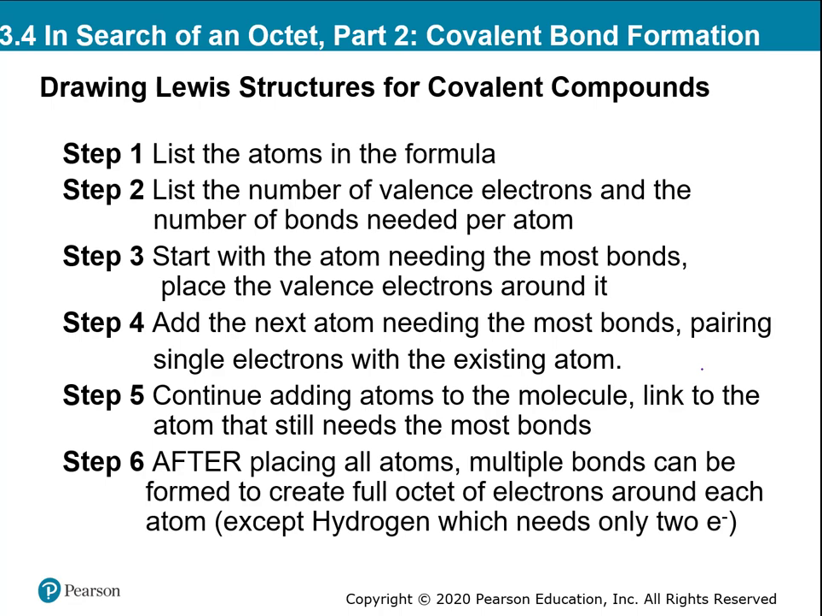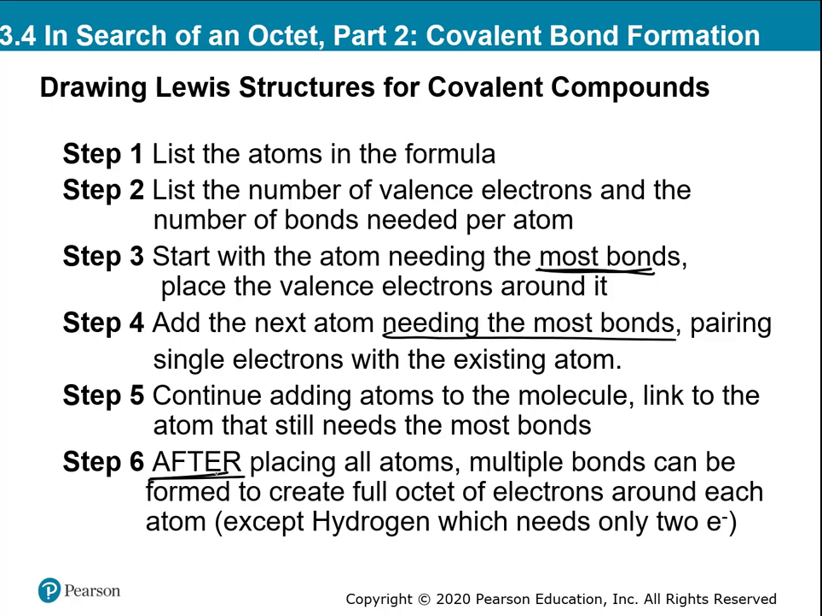You always start with the atom that needs the most bonds. That one always gets put down first. Then add the next atom needing the most bonds, not the number with the most electrons. It's the ones that need the most bonds. So if I have carbon, nitrogen, and oxygen, I put down carbon first, then nitrogen, then oxygen, because one needs 4 bonds, one needs 3 bonds, one needs 2. I keep adding. I always add the atom that needs the most bonds and pair it with the atom I've already put down that still needs the most bonds. You just keep adding until I've added all of them.